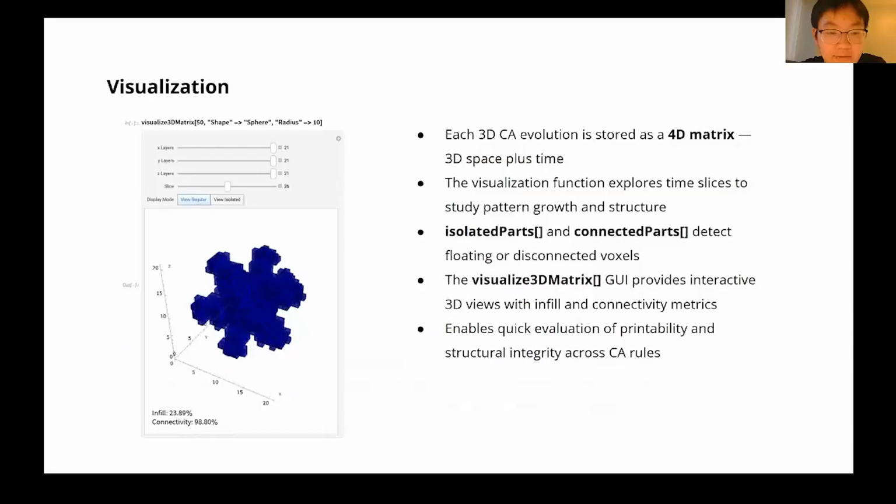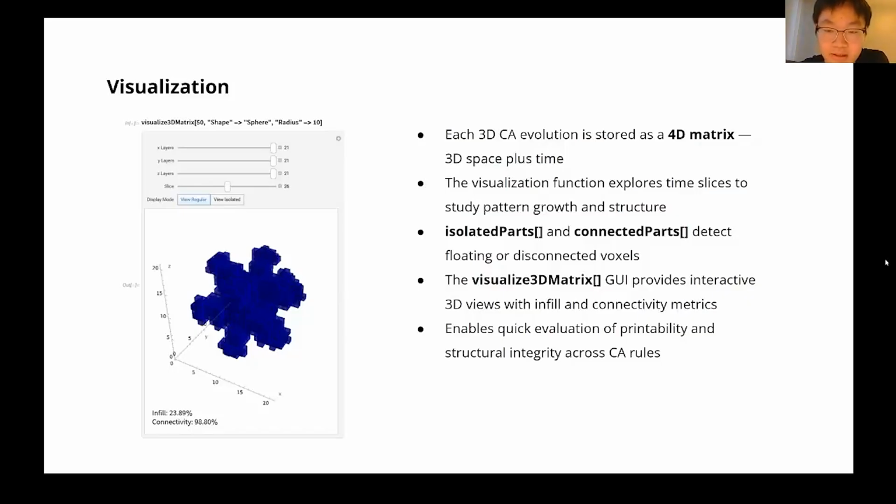So we also had a visualization function used to visualize the infrastructure that we generated using our function. Each 3D cellular automata evolution is stored as a 4D matrix, where 3 of them are spatial dimensions plus a time dimension, and this allows us to visualize how patterns grow over iterations. So our visualization tools let us explore individual time slices to study how the infill structure grows.